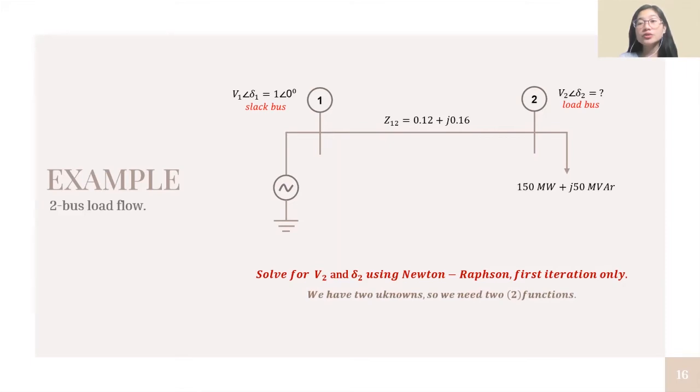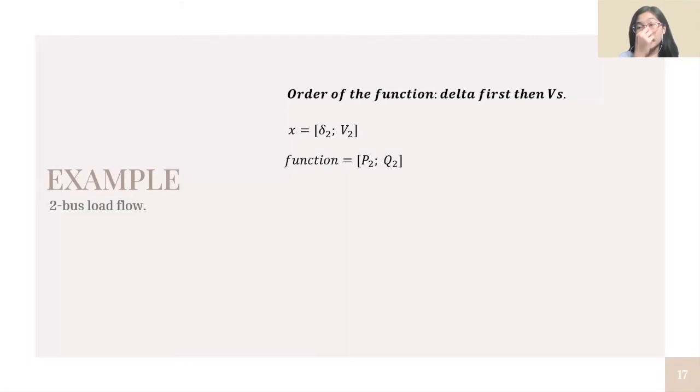Okay, we have two unknowns, which is V2 and delta 2. And now we need two functions, and those two functions would be our P and Q. Here, as you can see, in the order of the function, delta is going to be solved first before our voltage. So let X be our delta 2, since that is what we solve first, then our V2, which is our voltage 2. So we have two unknowns, therefore we have two functions, and that's going to be our P2 and our Q2.